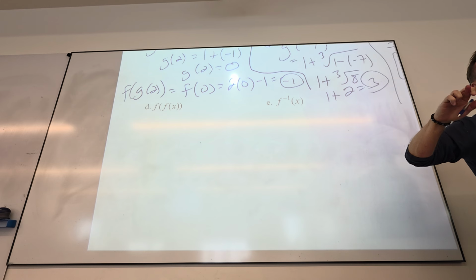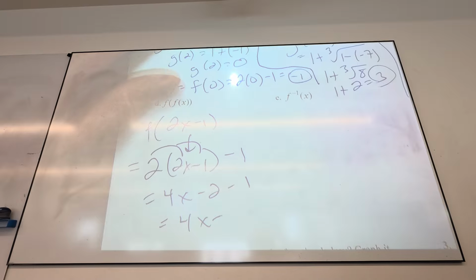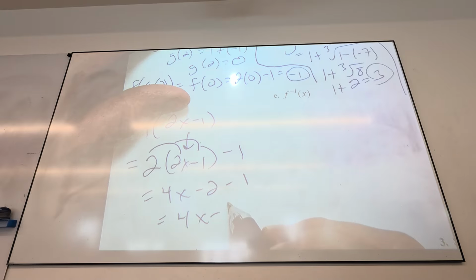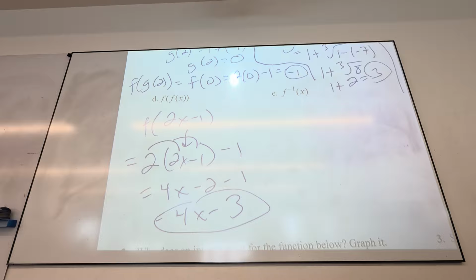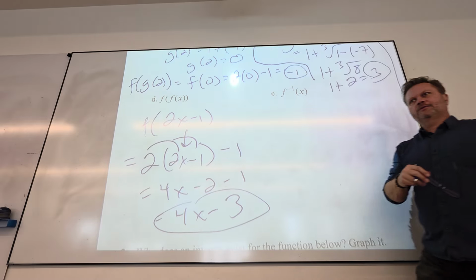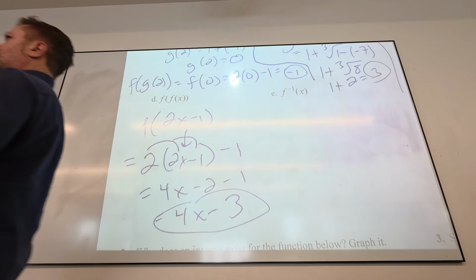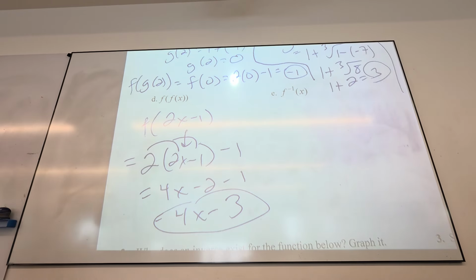What can I do to simplify this? 4x minus 2 minus 1 is minus 3. 4x minus 3. Okay. We're doing more with functions on the sheet than we were before, but do you see how it's all just substitution? It always comes back to substitution because that's all function notation really means.